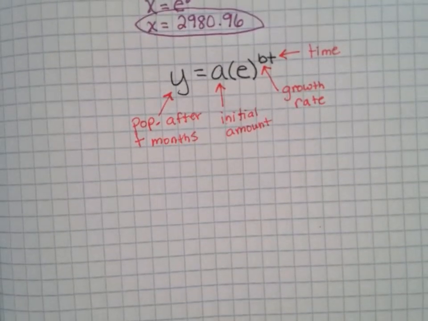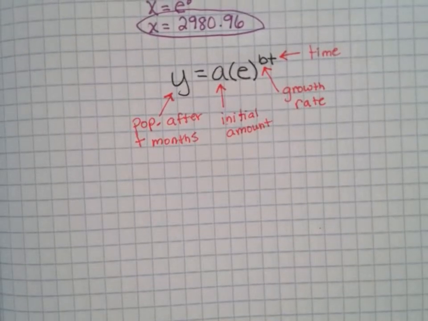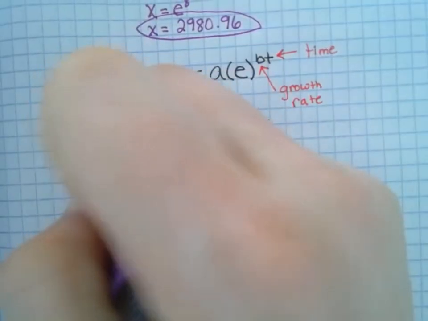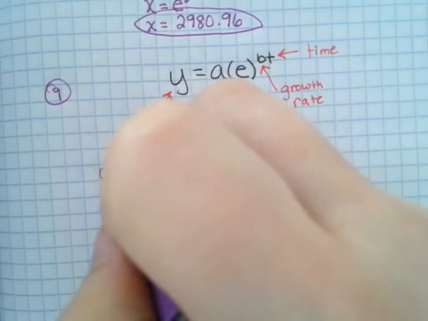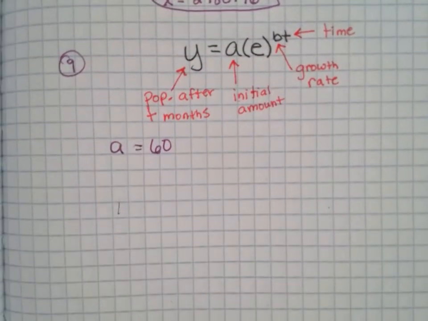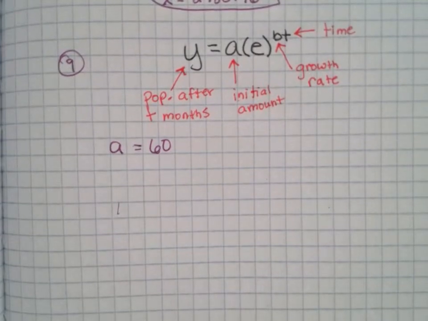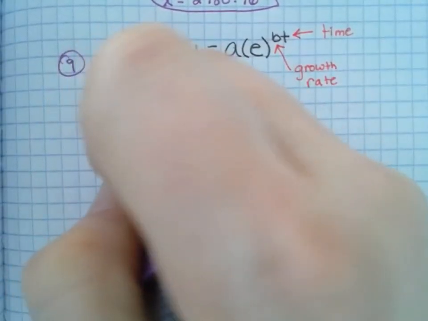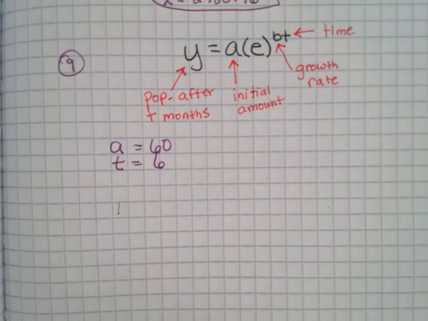Alright, so the population of bunnies is growing exponentially. Rabbits. At the beginning of the first month, there are 60 bunnies. Okay, so if I tell you that at the beginning there are 60 bunnies, what letter is that? So a is equal to, so this is problem 9, a is equal to 60 bunnies. And after 6 months, so what would 6 months be? t. After 6 months, there are 224 rabbits. What would 224 be? y.